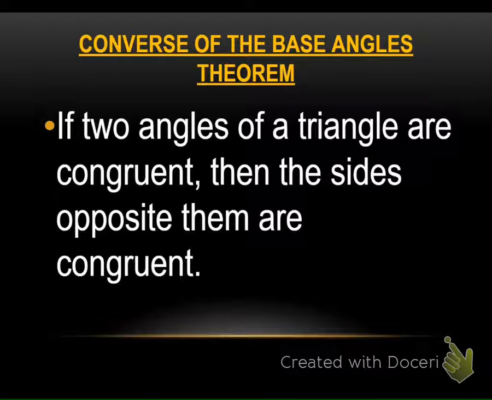So our theorem here is the converse of the base angle theorem. So remember, the converse is where we switch the if and the then. So if two angles of a triangle are congruent, then the sides opposite of them are congruent. The last one said if we had two congruent sides, then the angles had to be congruent. This one says if the angles are congruent, then the sides have to be congruent. I'll give you a second to write it while I leave the recording on.